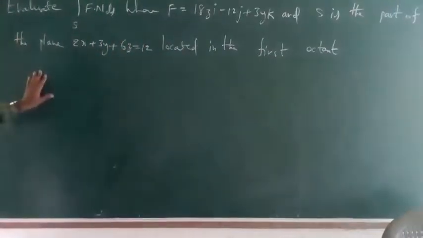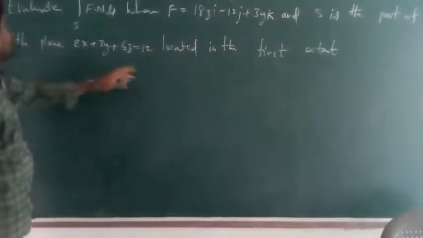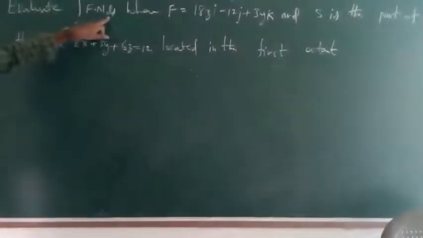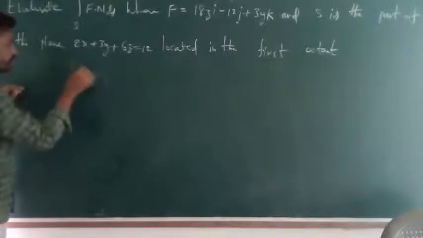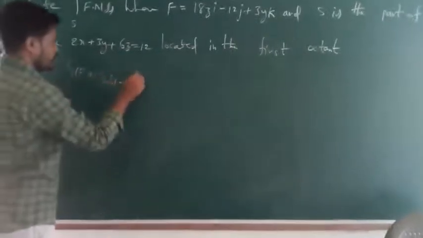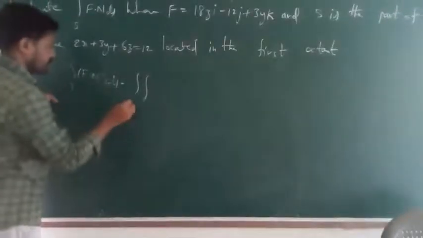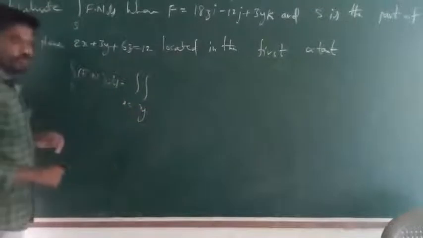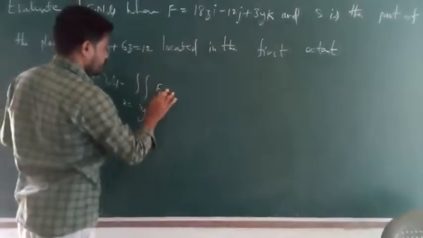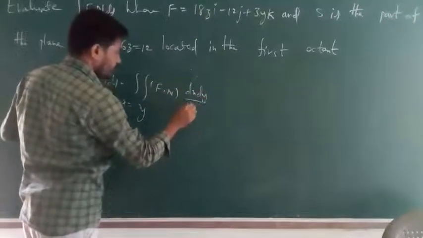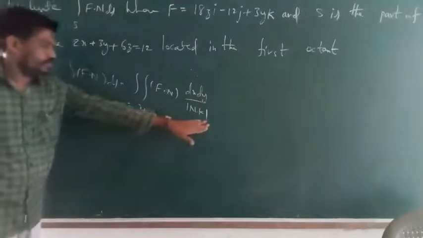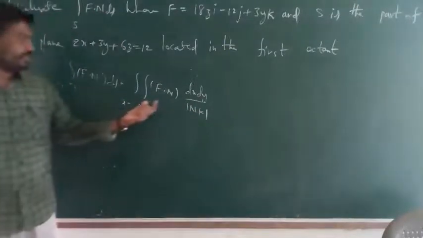So, what is surface integration actually? The formula is the integral of F dot n dS. In this formula, I select two limits, one is the x limit and one is the y limit, and I write dS as dx dy by mod of n dot k. There are a total of 3 formulas, but I select based on the limits.